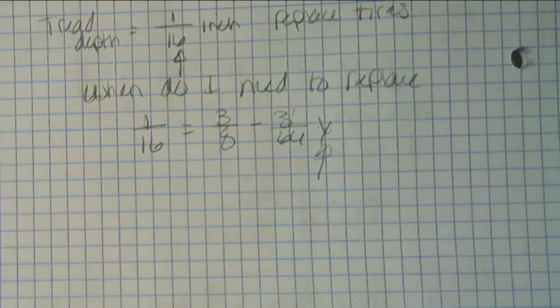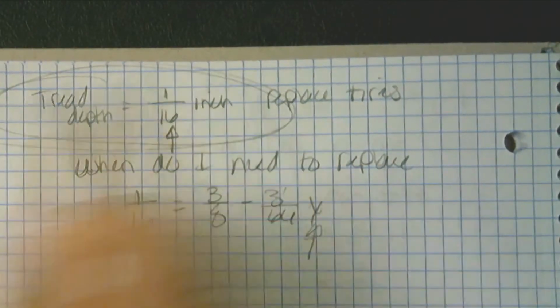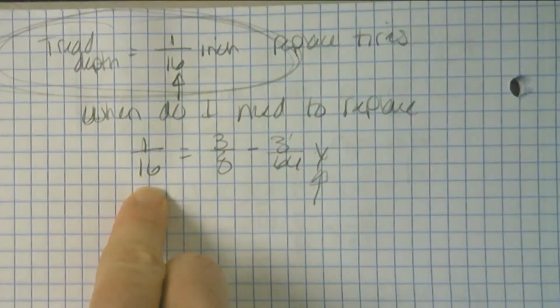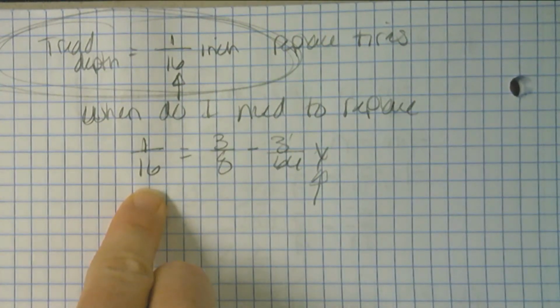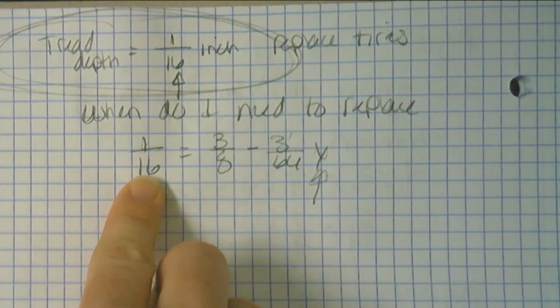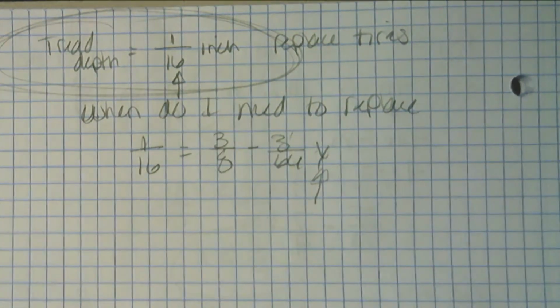Yes, sit up, please. So what this means is once your tread depth gets that deep, you need to replace the tires. So that is your new tread depth. When the tread depth gets to 1/16 of an inch, you need new tires. So we want to know after how many years that will be the case. Does that make sense?